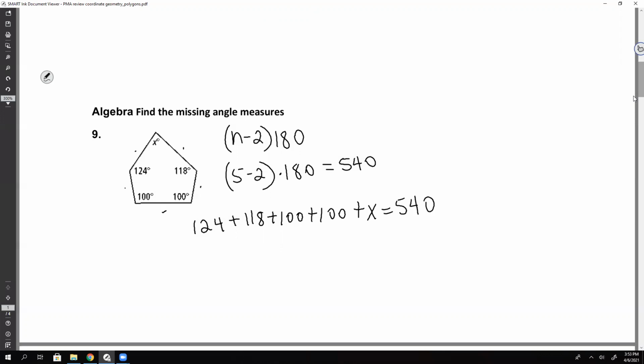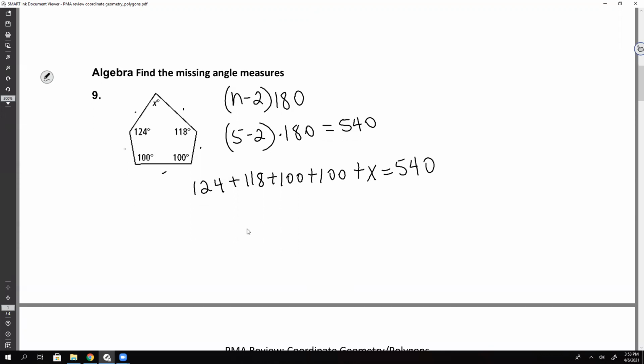I know on this one you're just like, well, I can add up the 4 and subtract from 540. Well, that's what you're doing here with the equation. But they might give you something more complicated on our test, so I want you to understand. You add the angles and set it equal to what the total should be, and then you solve from there.